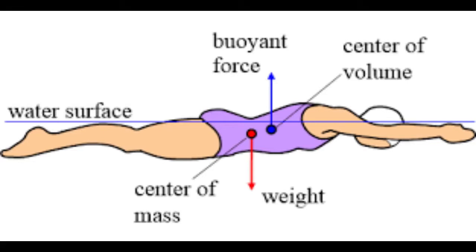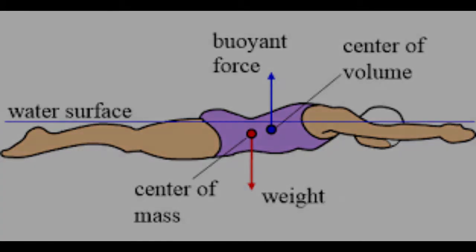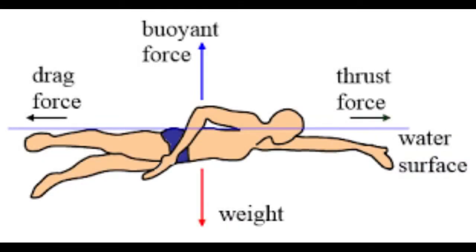Now let's see how these forces acting on a swimmer make them move through the water. A swimmer propelling themselves through the water has four basic types of forces acting on them, which we can see in this picture.